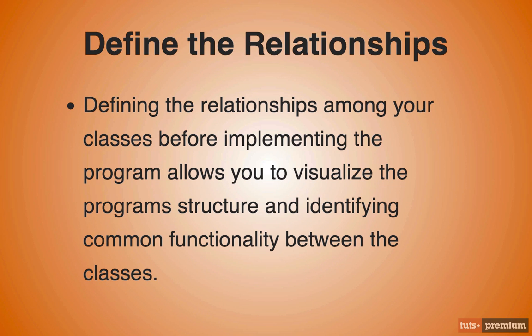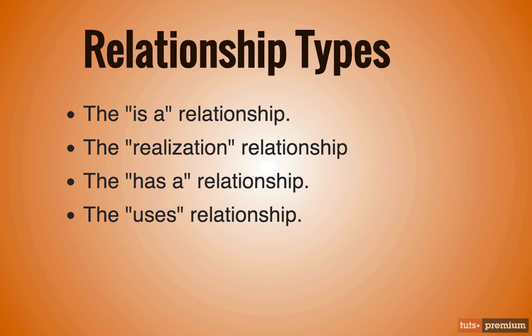Now, usually when creating your own program, you'll want to define these relationships before beginning to implement the application to help with visualizing the program's class structure and identifying common functionality between the classes. So there are several types of relationships, but I'm going to cover the four main relationships that can exist between your classes. We have an is-a relationship, the realization relationship, the has-a relationship, and then the uses relationship.